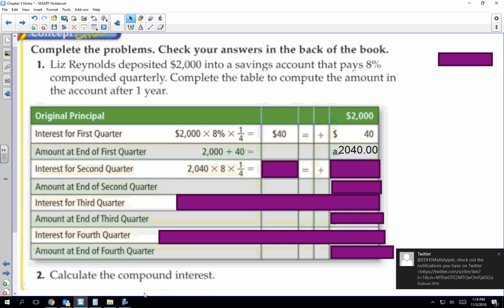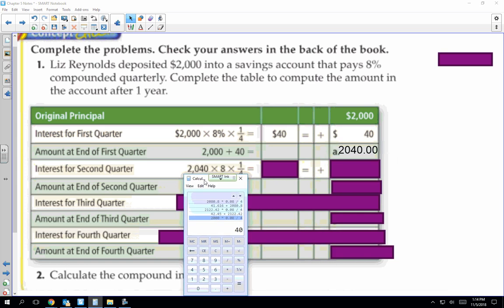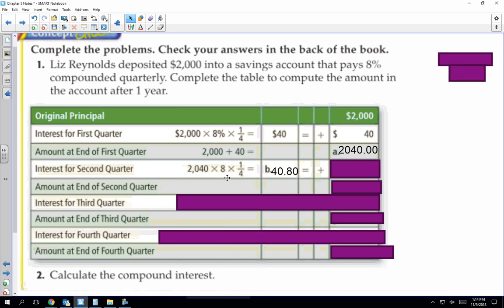So we're going to take that $2,040 and we're going to do that same process again. We're going to multiply that. So 2,040, we're going to multiply that by 8% and divide it by 4. And we get $40.80. So because we added that other 40 bucks in, we get 80 cents more this time around in this quarter. So we go $40.80.